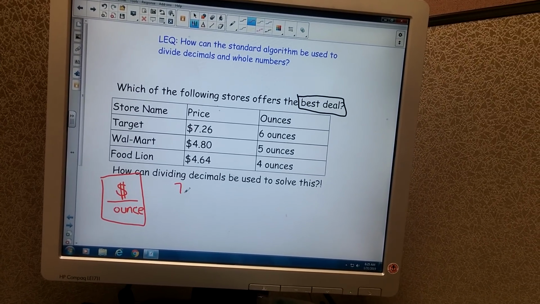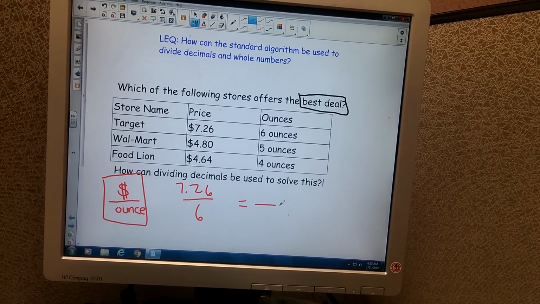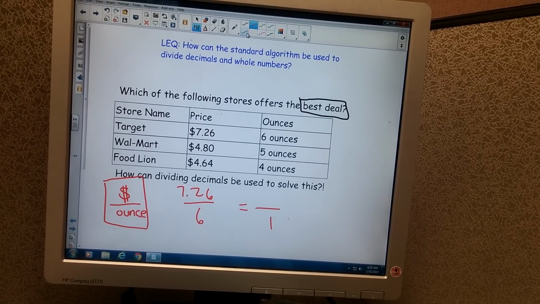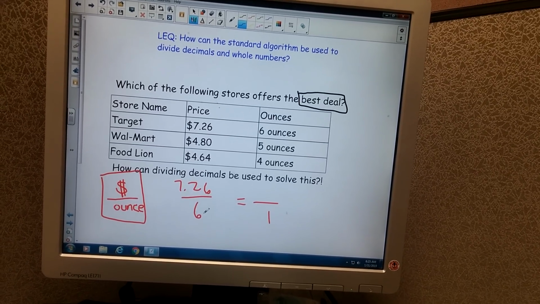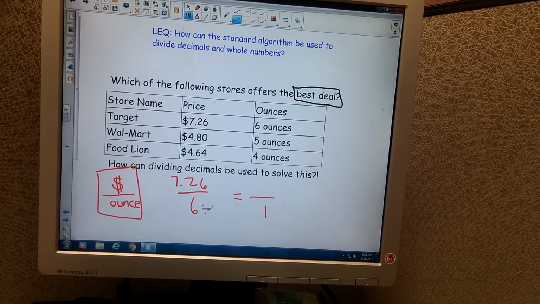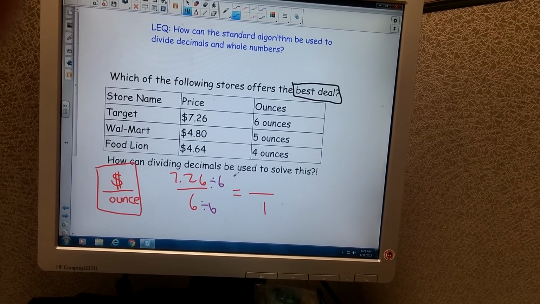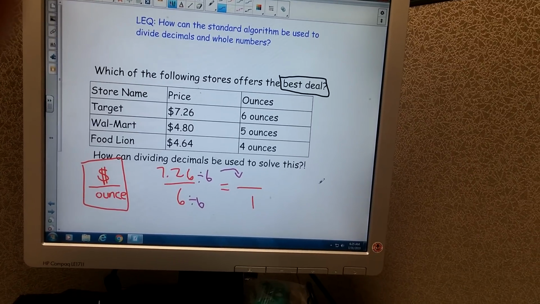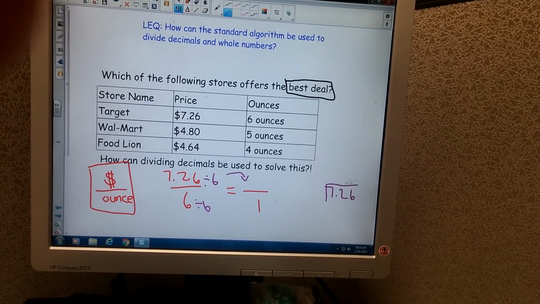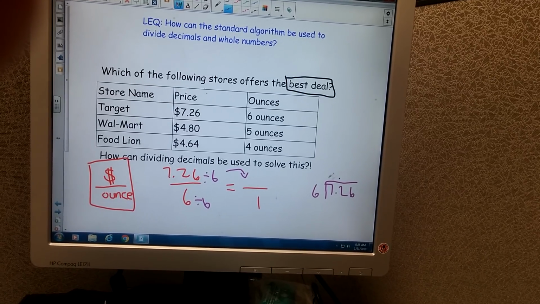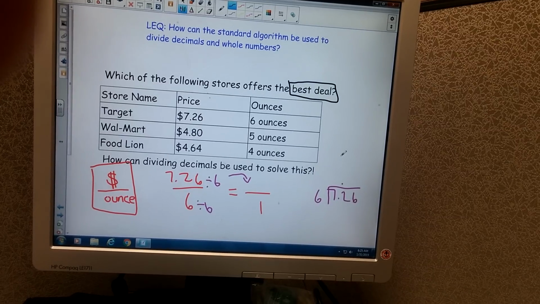So I know Target is $7.26 for 6 ounces, and I want to know how much it costs per 1 ounce. Well, I know from our work with ratios that I have to make equivalent fractions here. So 6 divided by 6 gives me 1. So I'm going to have to do 7.26 divided by 6 to get my answer. So 7.26 divided by 6.